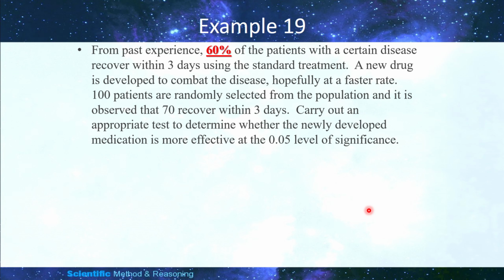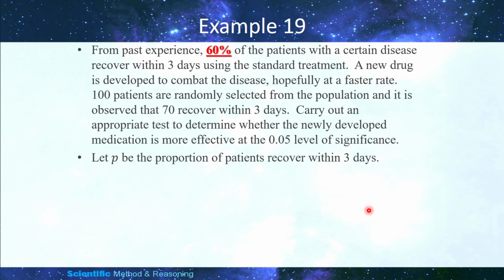And let's revisit example 19. From past experience, 60% of the patients with a certain disease recover within 3 days using the standard treatment. A new drug is developed to combat the disease, hopefully at a faster rate. 100 patients are randomly selected from the population, and it is observed that 70 recover within 3 days. The question is to carry out an appropriate test to determine whether the newly developed medication is more effective at the 0.05 level of significance.